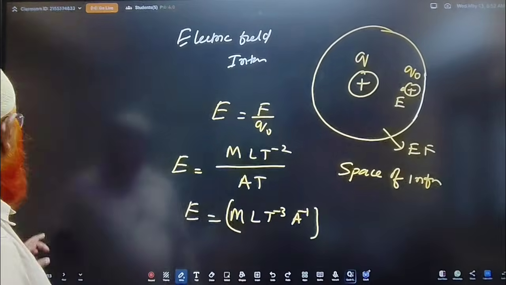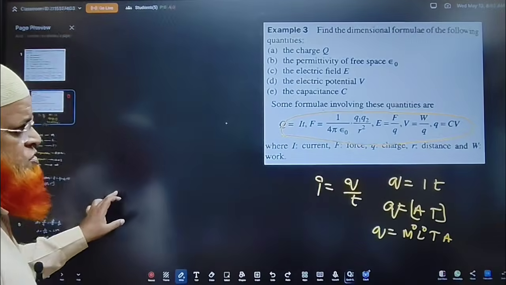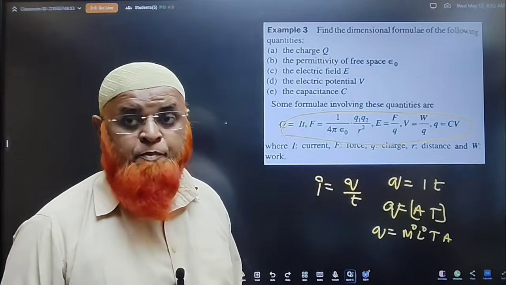Okay, so what is the next dimensional formula here? How to find out the dimensional formula for electric potential?